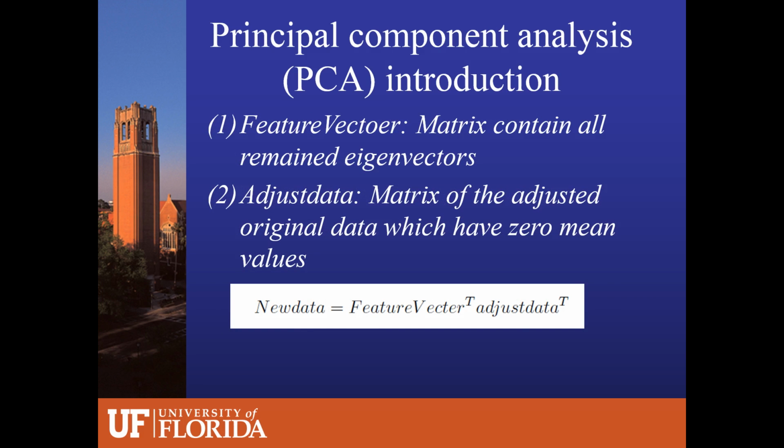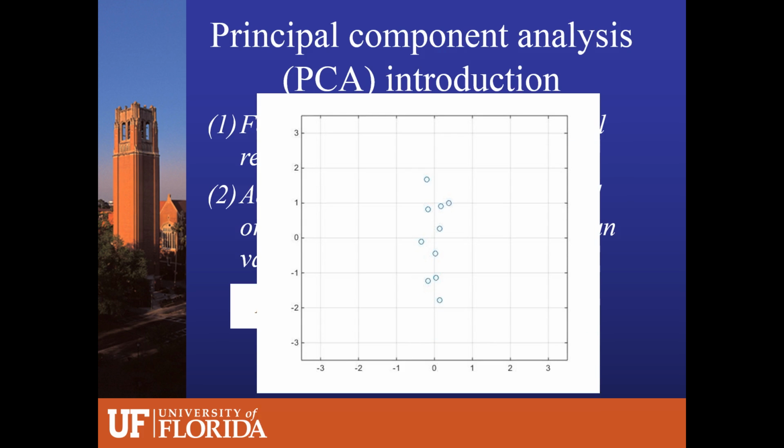Okay, after that we transform our original data to a new data set. In the new data set, the eigenvectors will be the coordinate axes. Just like in this figure, we find that along the x direction there is not much change in the data, but along the y direction there are a lot of changes. Most of the information is along the y direction.